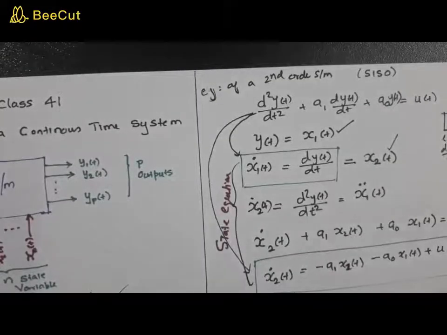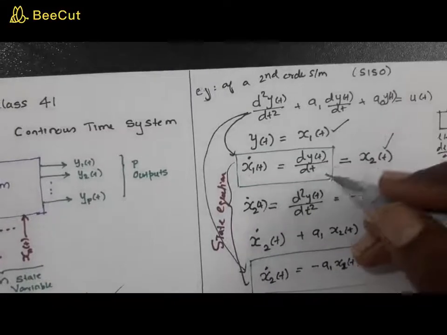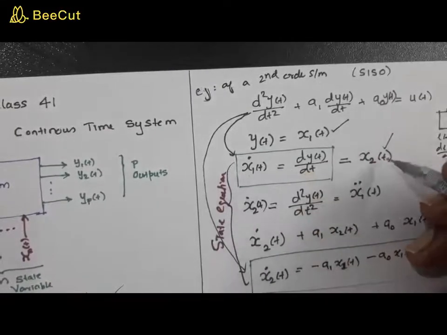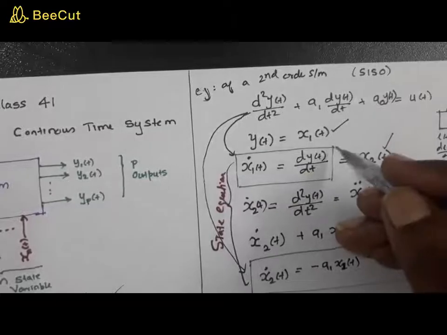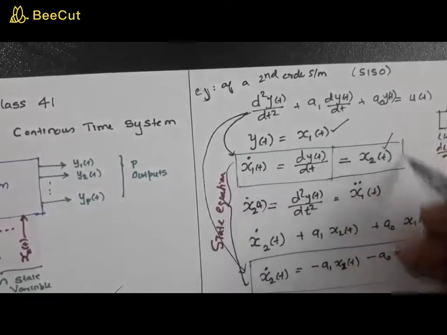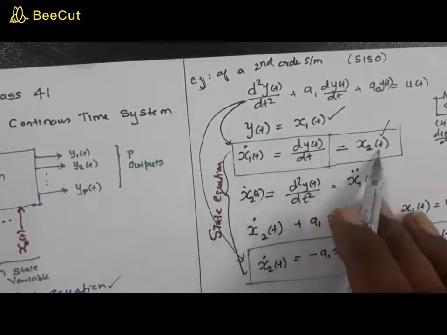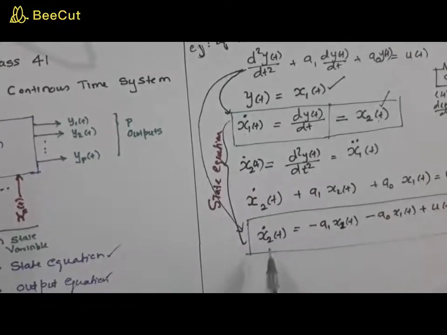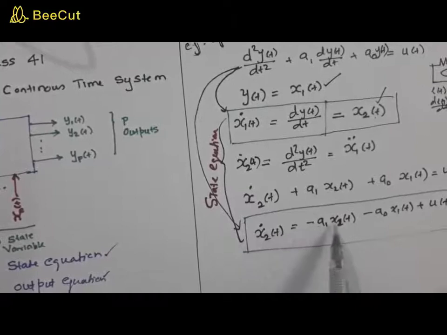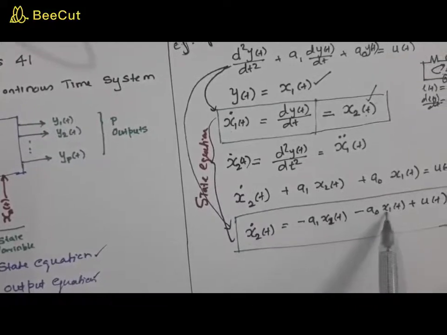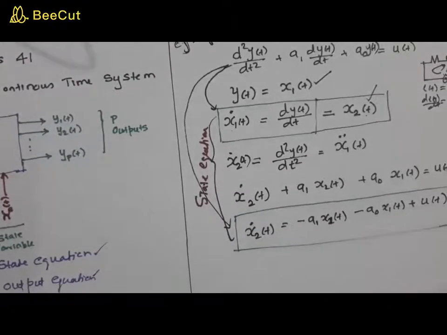So how many state equations do you have for a second order system? You will be having two equations. One is x1 dot of t is equal to x2 of t. You can extend this block. You must write like this: x1 dot of t is equal to x2 of t, while x2 dot of t is equal to minus a1 into x2 of t minus a0 x1 of t plus u of t, right?